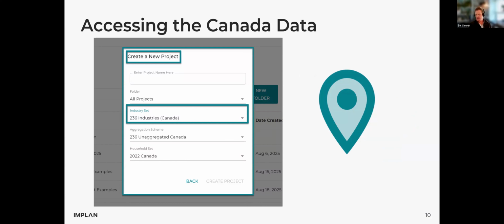The final point that I want to bring up here is also that if you need to access the Canadian data, you can do that through creating a new project. When you create a new project, you'll see something like this come up, which will allow you to select your industry set. And this is where you can select the 236 industries from Canada. Again, we have a lot of information about accessing the data set and how to get to that on our support site. This is particularly relevant if you have multiple IMPLAN products that you're working with.